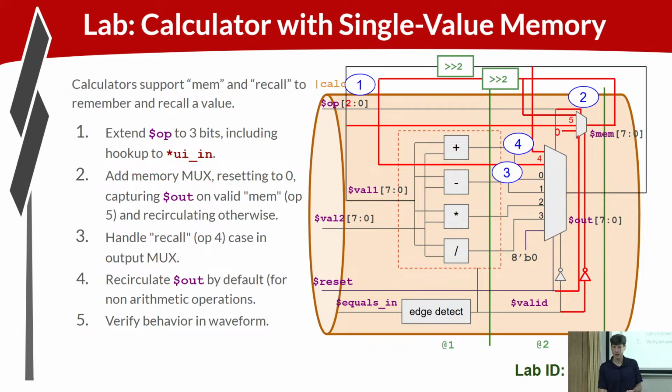Okay, so it needs to reset to 0. When we turn on our calculator, it needs to have a predictable value. Capturing, okay, so it needs to capture the output on a memory operation. So that's this path, that loops around over 2 cycles. It needs to recirculate otherwise, so that's this path.